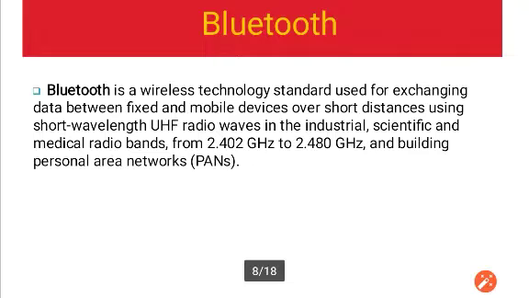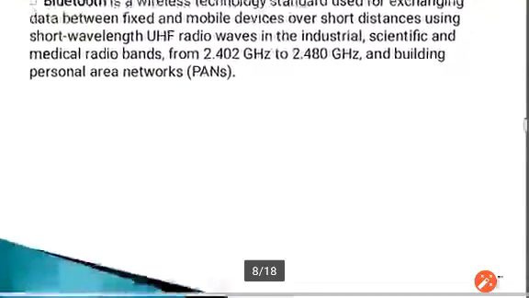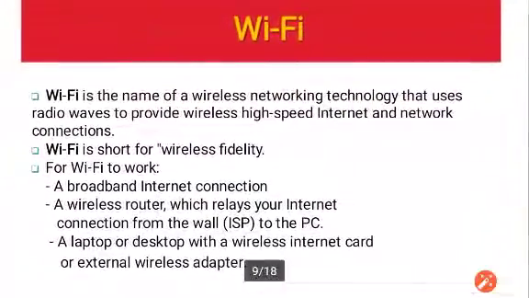Now, Bluetooth. Bluetooth is a wireless technology and it is a standard used for exchanging data between fixed and mobile devices over very short distances, and it uses very short wavelength radio waves. It is from 2.402 gigahertz to 2.480 gigahertz, and it is actually helping to build a personal area network. I hope all of you remember the types of networks we did in our previous session.